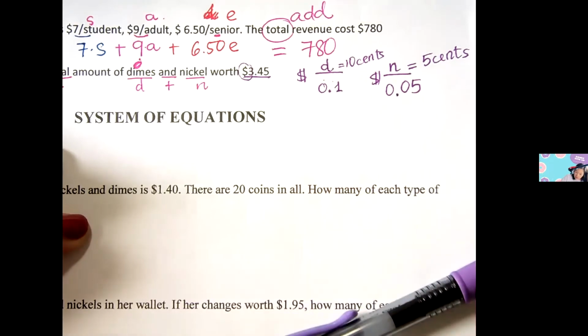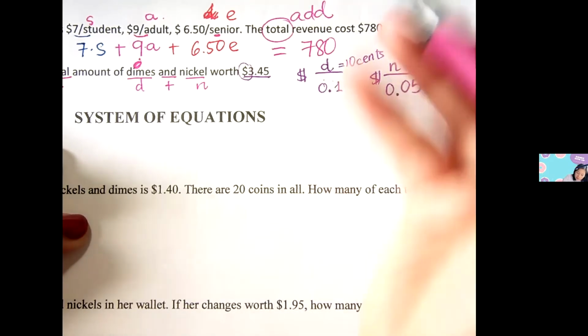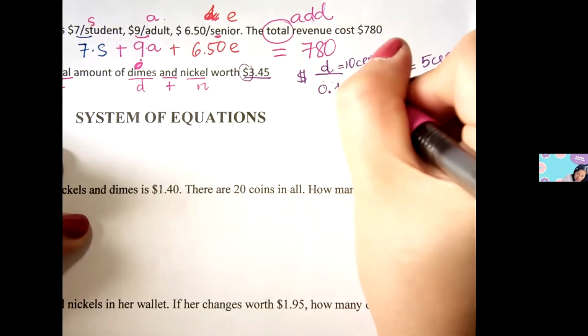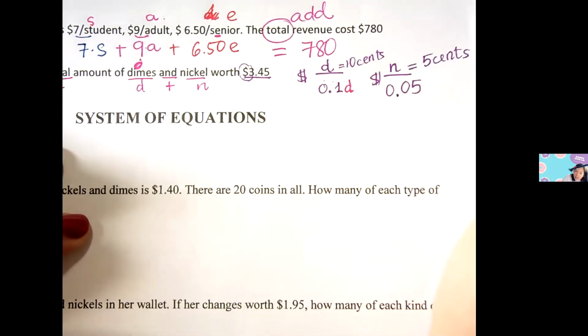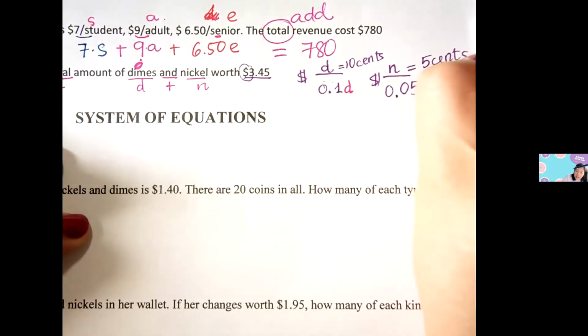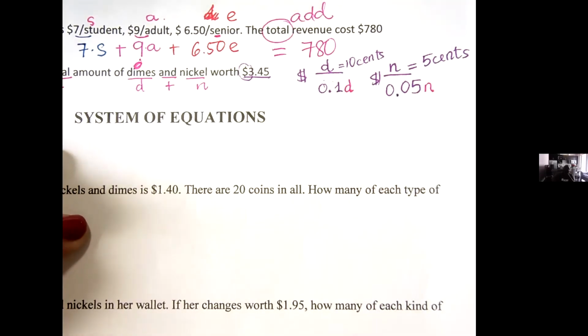Clear? Okay, and then to find out the total, remember you multiply that by the number of dimes and the number of nickels. There we go. That's how you find out the total.